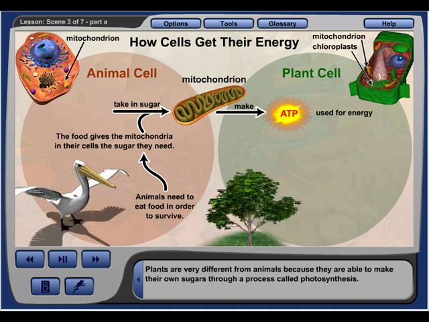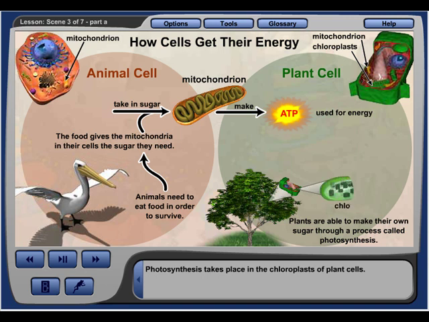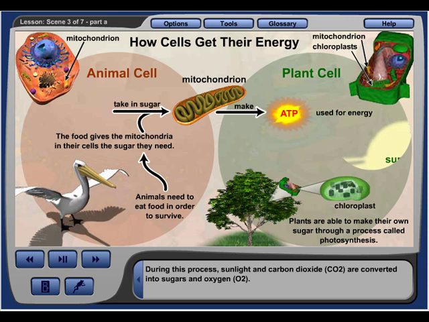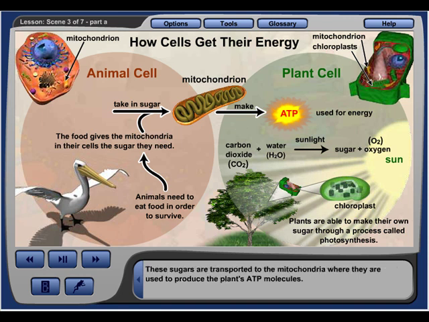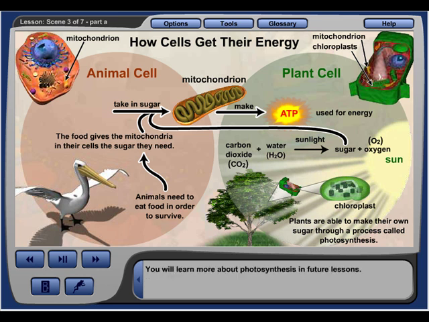Plants are very different from animals because they are able to make their own sugars through a process called photosynthesis. Photosynthesis takes place in the chloroplasts of plant cells. During this process, sunlight and carbon dioxide are converted into sugars and oxygen. These sugars are transported to the mitochondria, where they are used to produce the plant's ATP molecules. You will learn more about photosynthesis in future lessons.